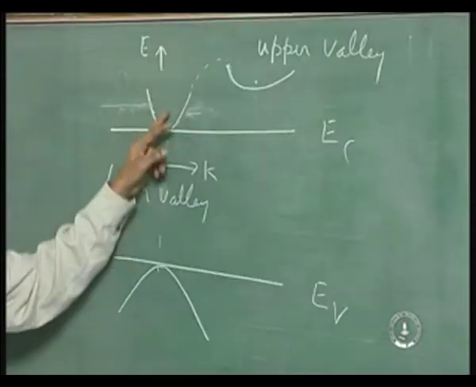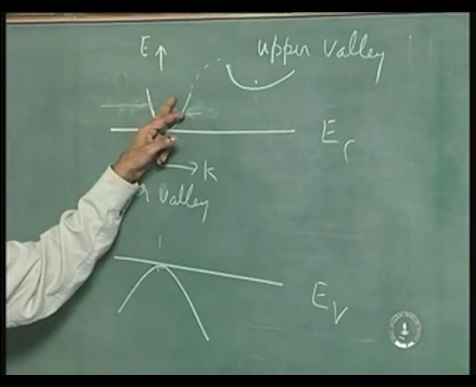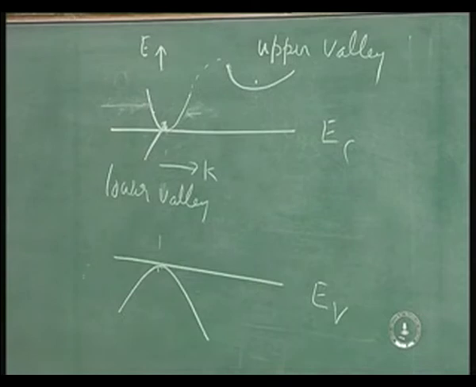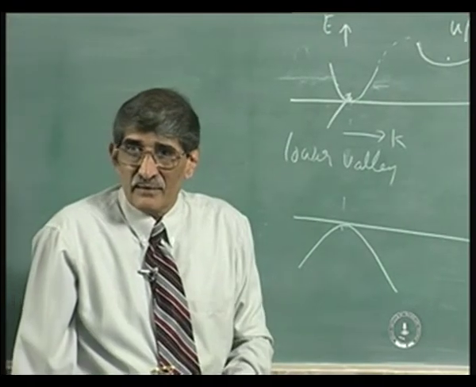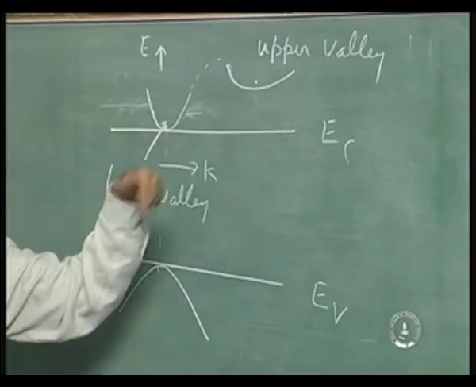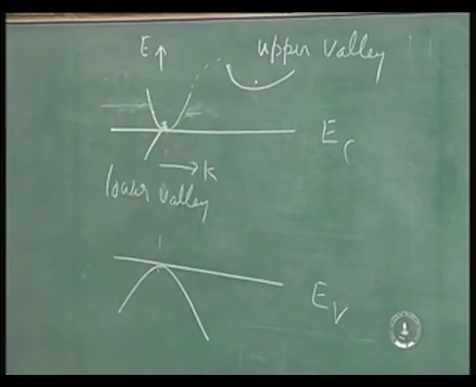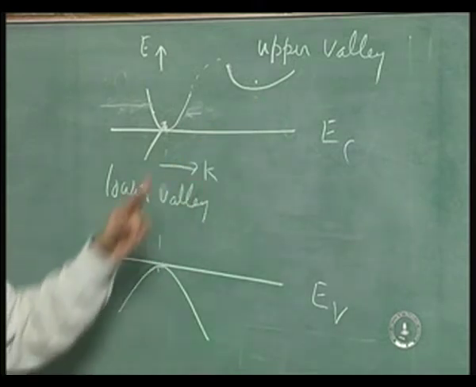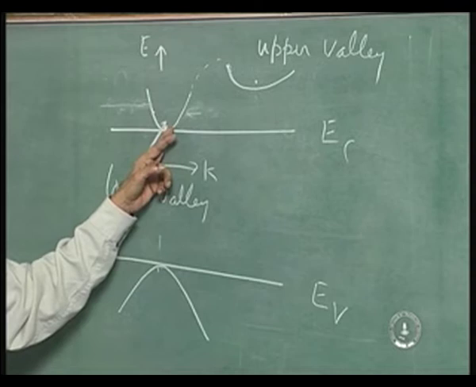If it were here itself, if it had gone up here, then half m square, m is the effective mass. If the mass is smaller, velocity will be higher. If it is transferred onto this valley, mass is higher, velocity will be lower. Velocity is lower here because mass is higher, half m square. So long as it is here in this valley, its velocity is higher.